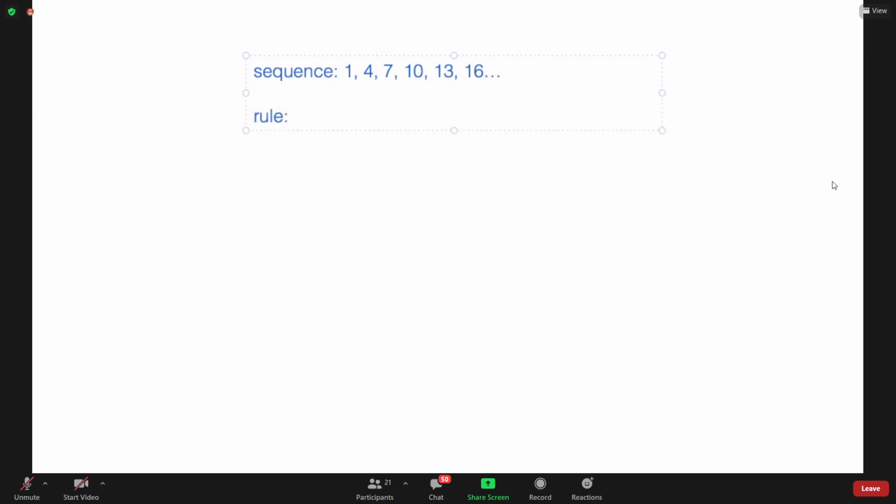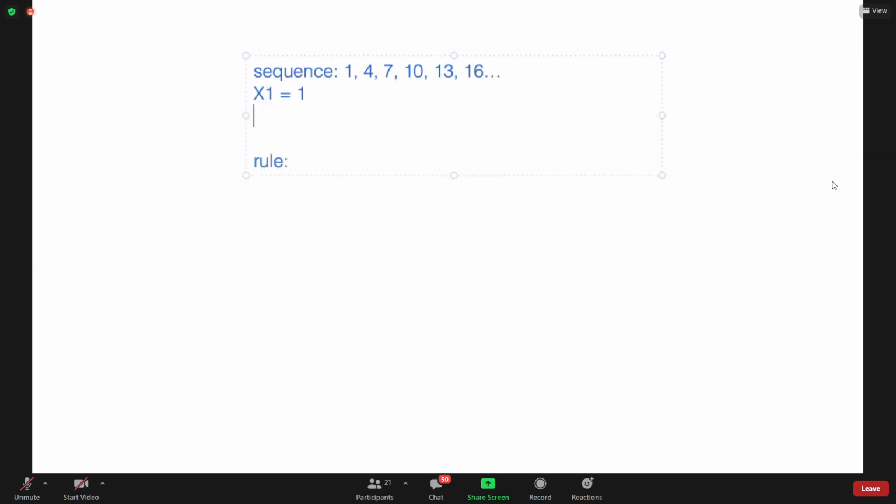So, more so, how can I determine a formula that helps me calculate the next number in this sequence according to the position of the number in the sequence? Think about these 1, 4, 7, 10, 13, 16 as numbers in a sequence.